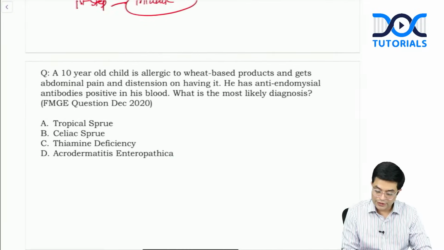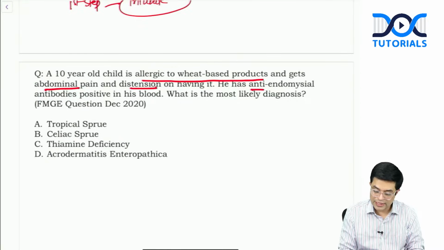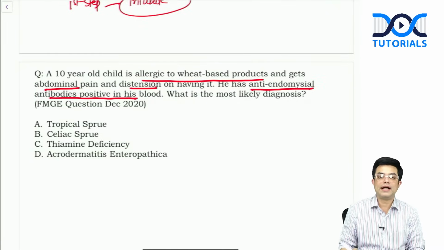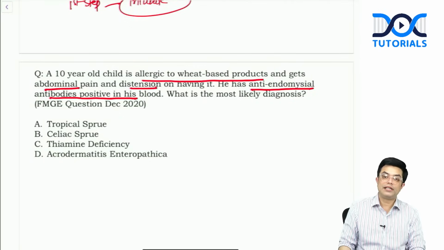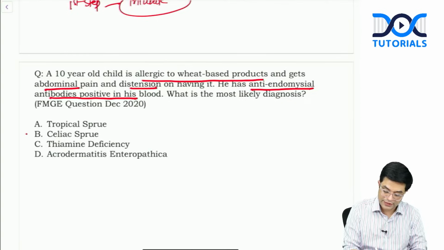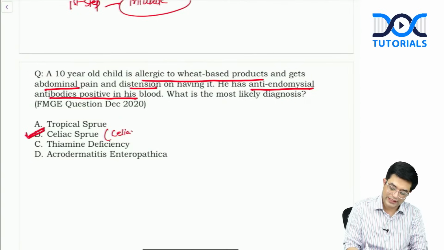A 10-year-old child is allergic to wheat-based products. So there is wheat allergy. He gets abdominal pain and distension every time he gets wheat. He has anti-endomysial antibodies positive in his blood. What is the likely diagnosis? Anti-endomysial antibody and anti-tissue transglutaminase antibody are positive in a patient of celiac disease, also called celiac sprue.